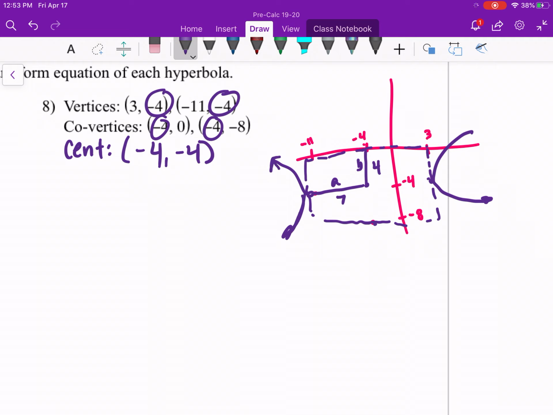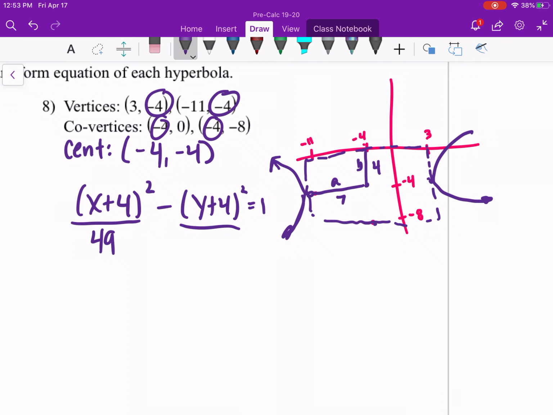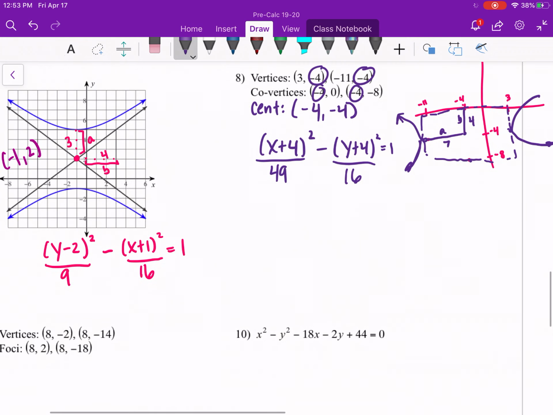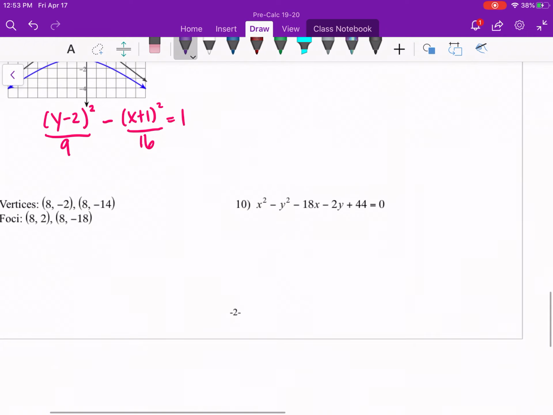And so that means that the x term is going to be first, okay? Because A is always first, and the A is the vertices, and the vertices were horizontal. So x is horizontal. Just a bunch of different ways to think about it. Flip those signs, square it, subtract, flip the sign, square it, equal to 1. A always goes first, A is 7, square it. B is 4, square it. Done, easy breezy, beautiful, cover girl. On to the next one.